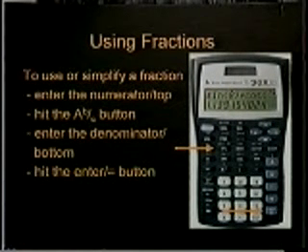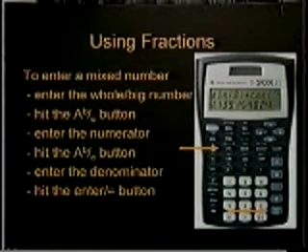For using fractions, if you want to use or simplify a fraction, enter the numerator or the top number, hit the ABC button as indicated, enter your denominator or bottom number, and hit the enter button. To enter a mixed number, enter the whole or the big number, hit the ABC button, enter the numerator, hit the ABC button, enter the denominator, and hit the enter button.